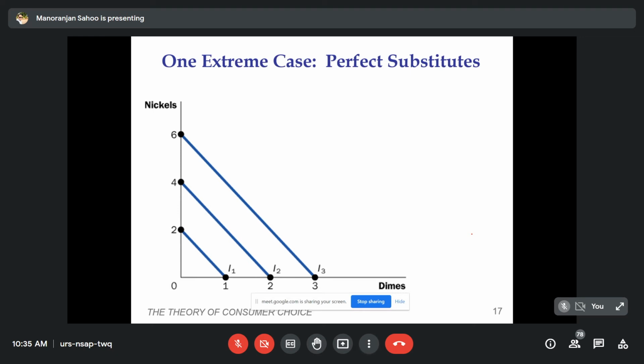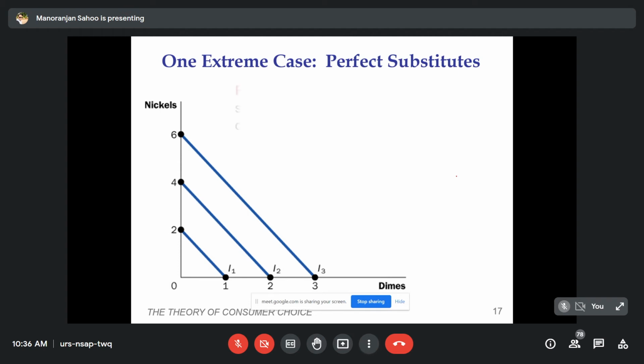Every time the consumer will substitute an exact amount of commodity X for commodity Y. So there will be no change in the substitution, or the marginal rate of substitution will be constant, or the slope of the indifference curve will be constant when two goods are considered perfect substitutes to each other. In this case, the indifference curve will be a straight line, downward sloping or linear. But in the case of normal goods, the indifference curve will be convex to the origin, or non-linear.